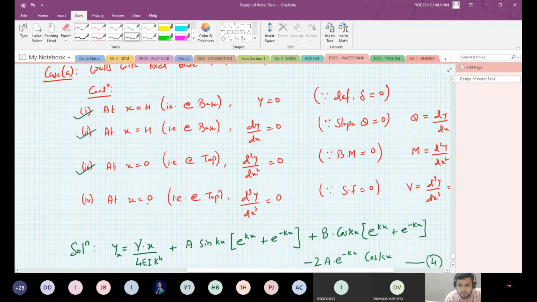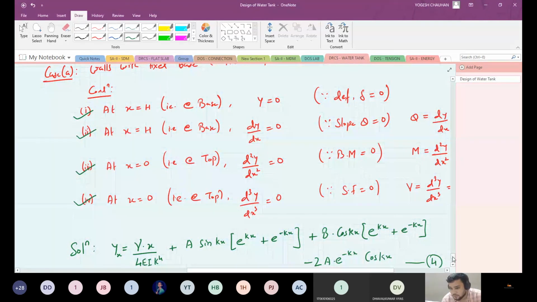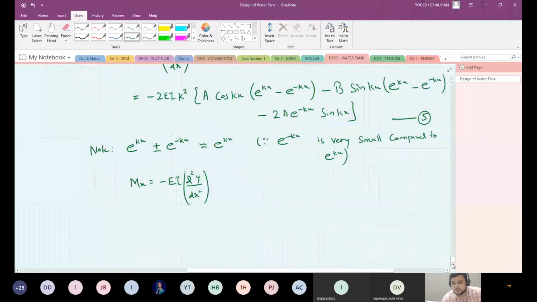You differentiate the fifth expression one more time, you will get the shear force, equate it to 0 and substitute the value of x equals 0, and you will get one more expression. So out of all these four expressions, you will get the values of the unknowns. Okay, so this is how you can solve tanks with a fixed base.